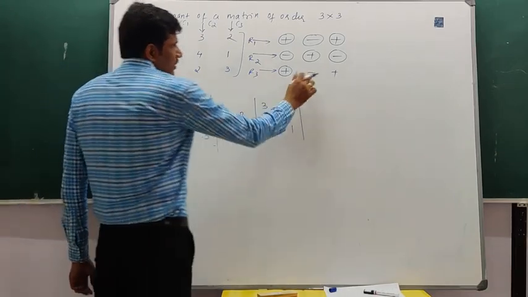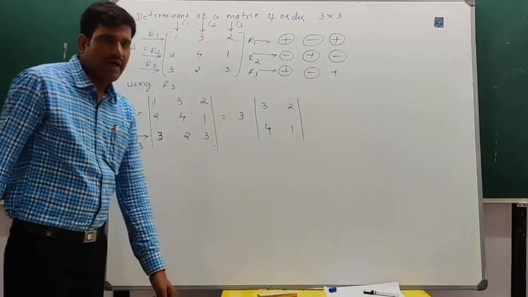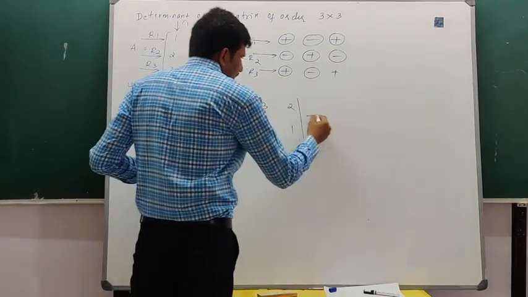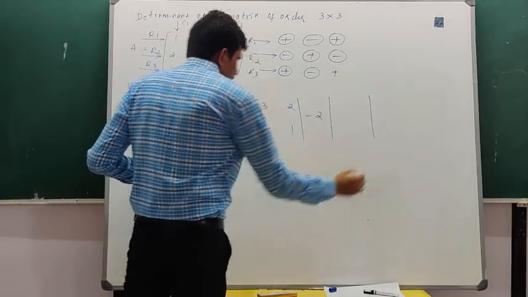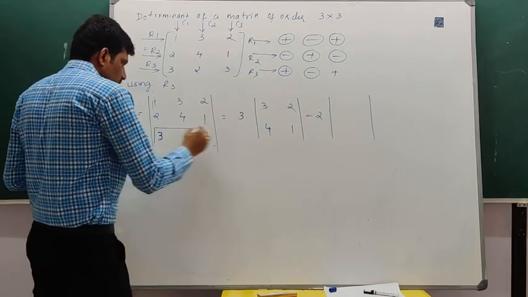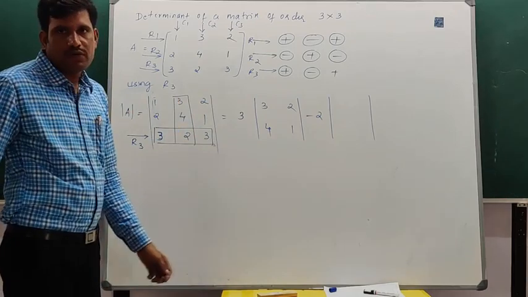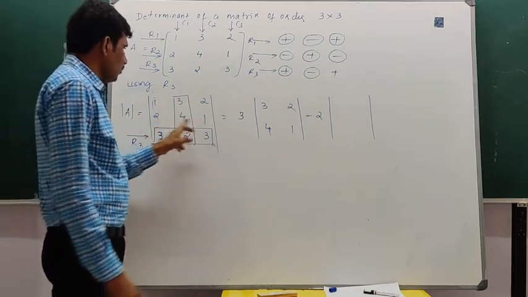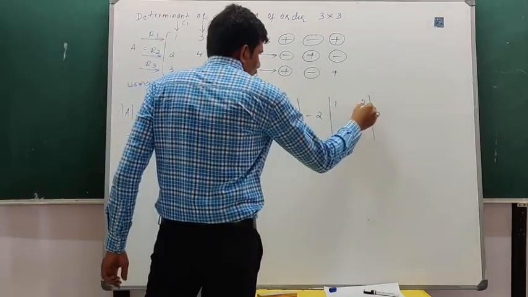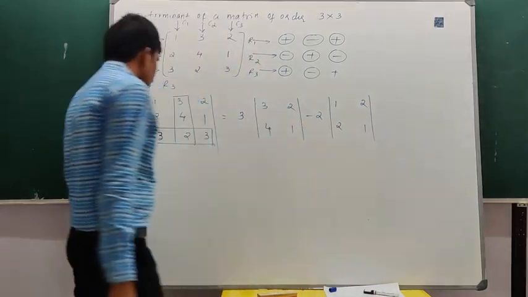The next element is 2. What is the sign of this element? Minus. Minus into plus is minus 2. Where is this 2 present? This 2 is present in the third row and second column. What is left here? It is 1, 2, 2, 1. So you have to write 1, 2, 2, 1.